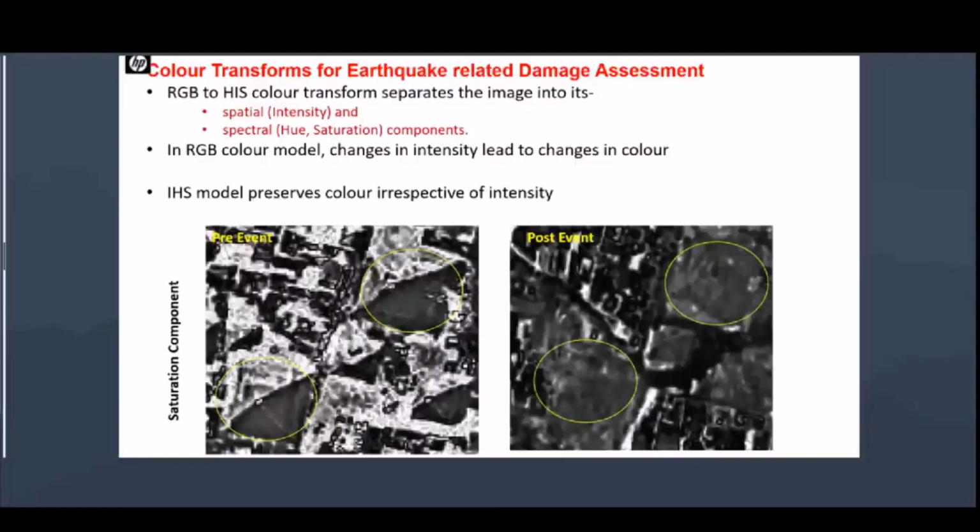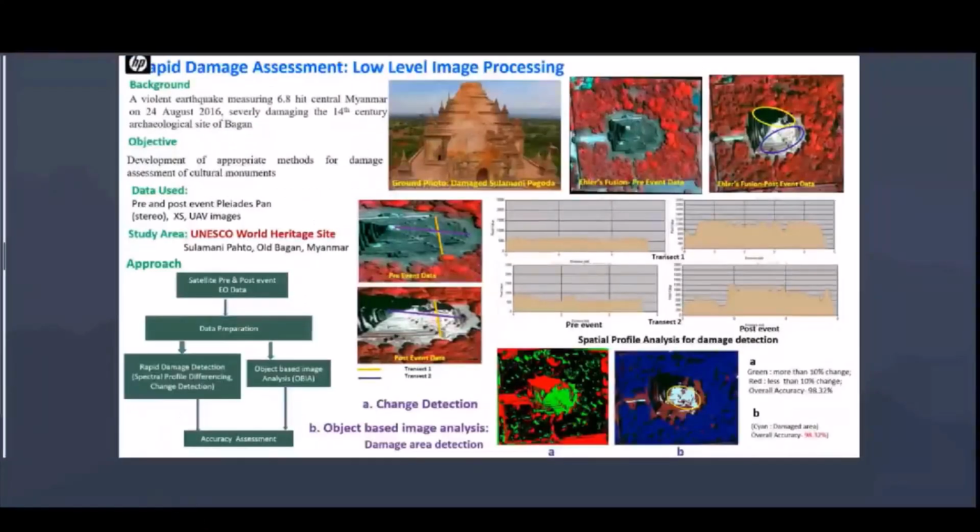A similar study was done for rapid damage assessment in the Bagan area of Myanmar. A violent earthquake measuring 6.8 hit central Myanmar on 24th August 2016, and because of this earthquake, the 14th century archaeological site of Bagan got severely damaged.